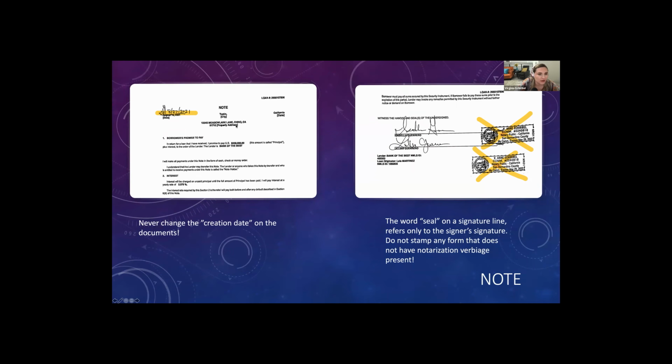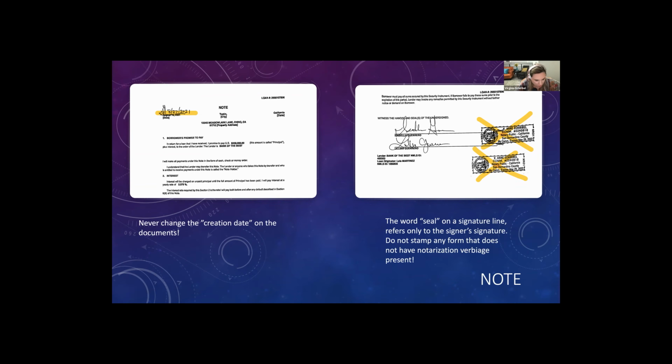So let's go over what's wrong. Just like Rena mentioned, that creation date. The creation date is when the lender generated the documents for signing. So when it was supposed to sign. Do not ever, ever, ever change that creation date. Even if it's not the day that you're signing, that's okay. It's not necessarily meant to be. Some states it is, some lenders it is, but in lots of cases, that date can be in the past and that's okay.